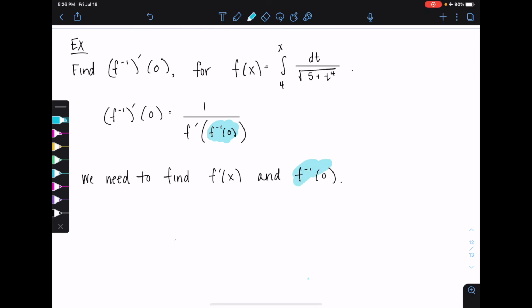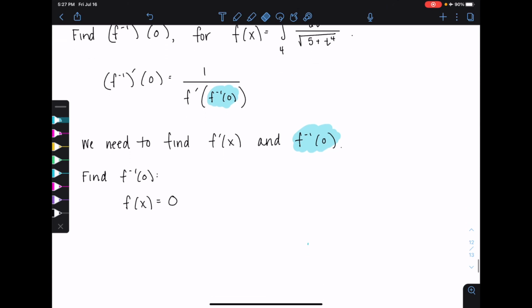I'm going to start by finding f inverse of 0. That's the same thing as figuring out where f of x equals 0. So ultimately, when does this expression from 4 to x of this inside equal 0? And that seems a little messy because what do I plug in up here? I definitely don't want to find the antiderivative of this thing. I have no idea how to find the antiderivative of that. So I need to think about this in a bit of a different way.